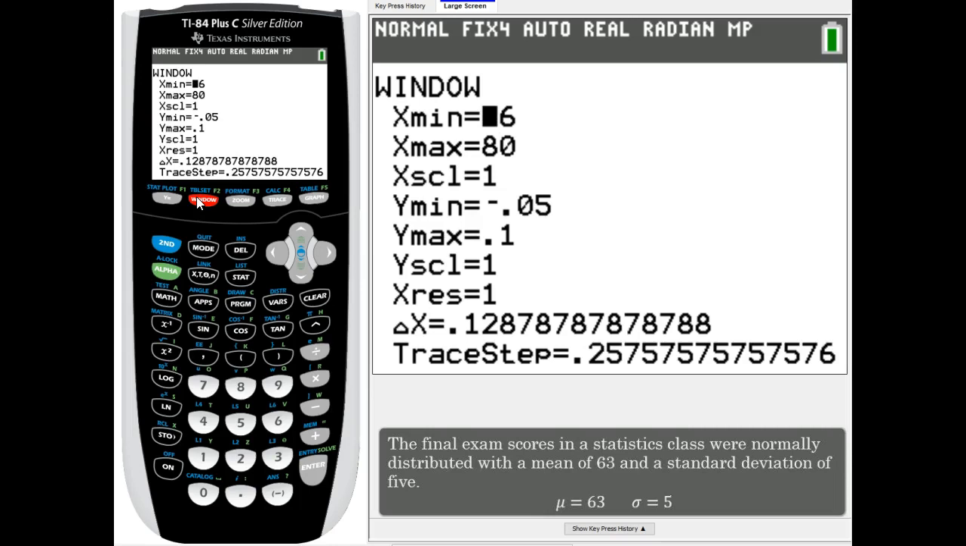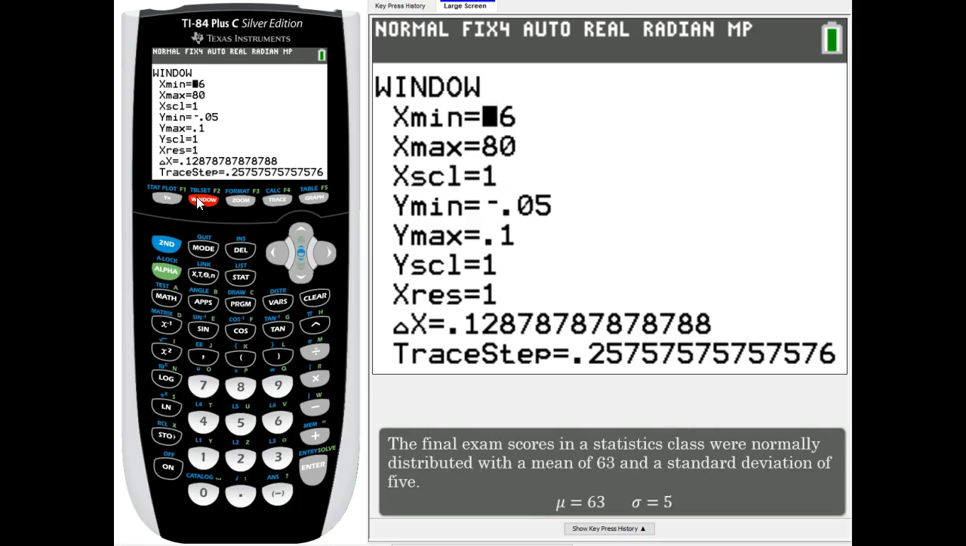Because we know by the empirical rule that 99.7% of our data falls between 3 standard deviations above and below our average, I've already set my window up to allow for those 3 standard deviations. So 3 standard deviations would be 15 below 63 and 15 above 63. I just expanded my window a little bit more to include the tail a little bit more. So instead of going from 48 to 78, I just added 2 on each side.